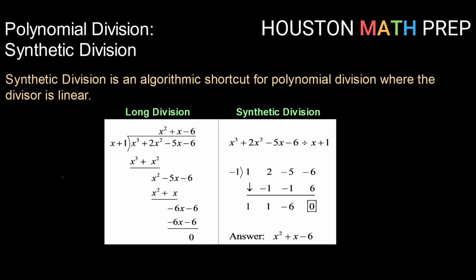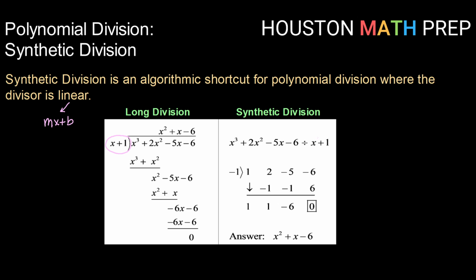In this video, we're going to look at another kind of polynomial division called synthetic division. So synthetic division is actually just an algorithmic shortcut for polynomial division given that your divisor, or what you're dividing by, is linear. Remember that linear means it's in the form mx plus b. So here's an example of taking x cubed plus 2x squared minus 5x minus 6 and dividing by the linear factor x plus 1. Here's what that process would look like for long division.